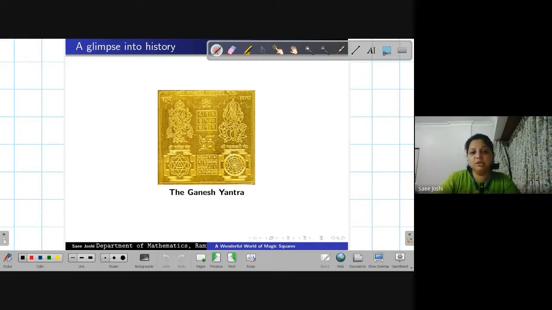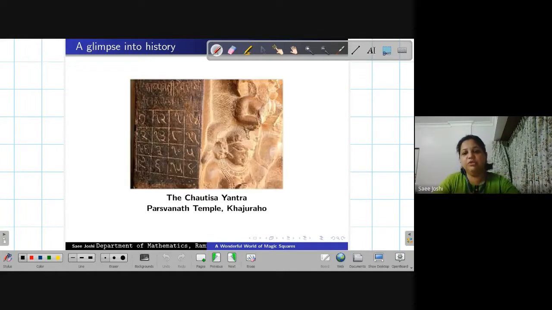So this is a photograph of the Parshvanath temple in Khajuraho. This was supposedly around the 12th or 13th century, and on one of the walls, you can see this particular square occurring. This is a 4 by 4 grid of numbers from 1 through 16. So this grid is 4 by 4 filled with numbers from 1 through 16, and they are arranged in such a manner that the row and the column sum turns out to be the same.